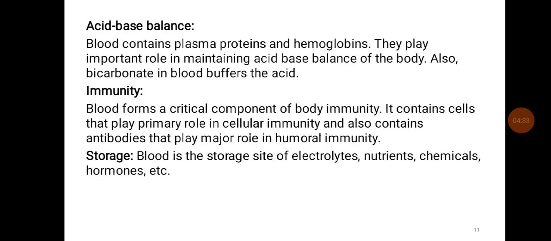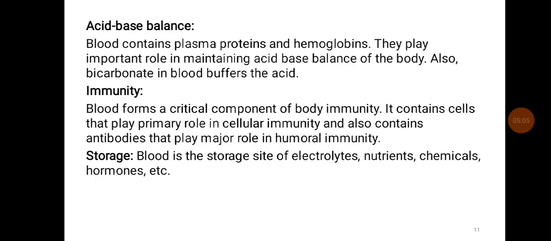So it also helps in acid-base balance. Blood contains plasma proteins and hemoglobins. They play an important role in maintaining acid-base balance of the body. And also bicarbonate in blood buffers the acid. So it is involved in immune mechanism. Blood forms a critical component of body immunity. It contains cells that play a primary role in cellular immunity and also contains antibodies that play a role in humoral immunity.